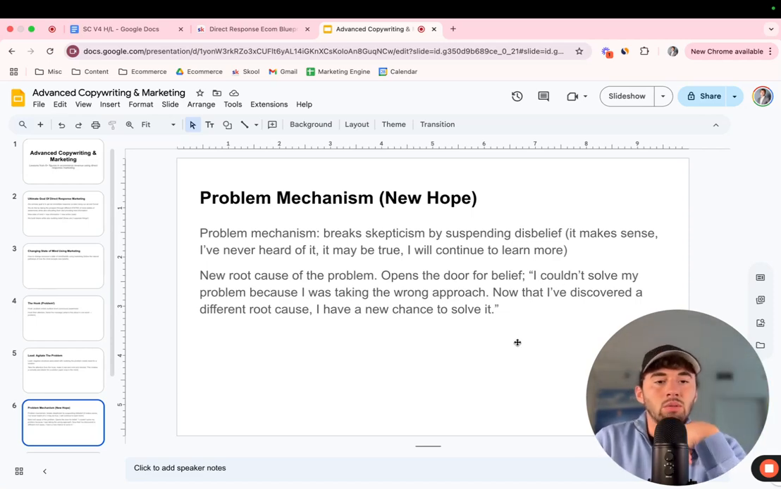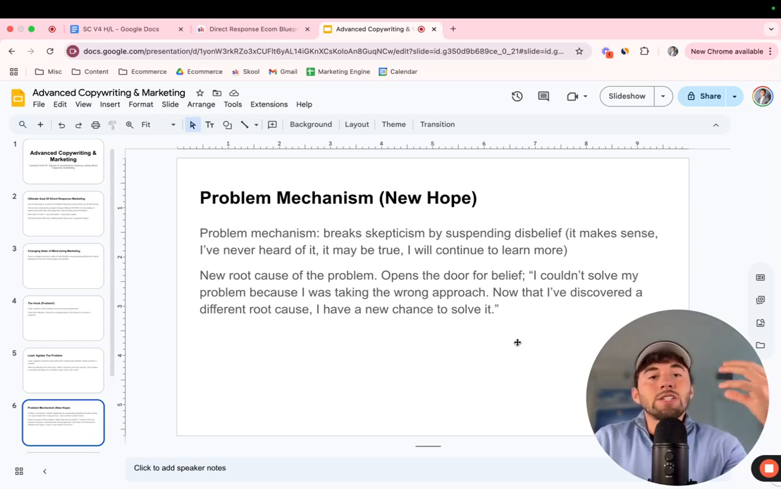I couldn't solve my problem because I was taking the wrong approach. I was trying to solve the wrong root cause, right? Whatever the mainstream advice was, and it didn't work. Now I've discovered a new root cause. I have a new chance to solve it, because now I can solve this new problem, this new root cause of the problem. Maybe I can solve my problem itself in general.